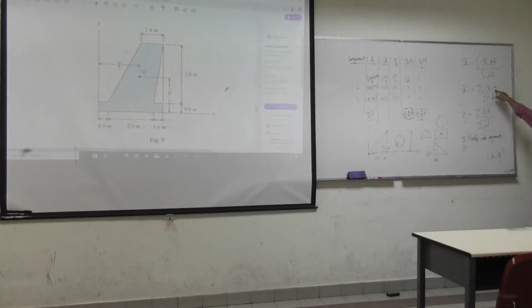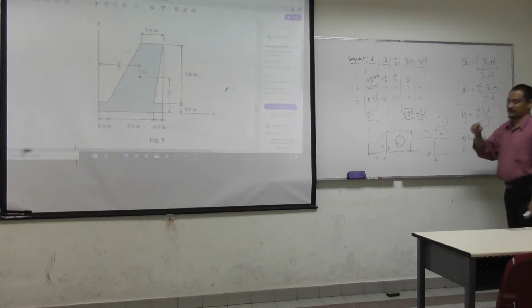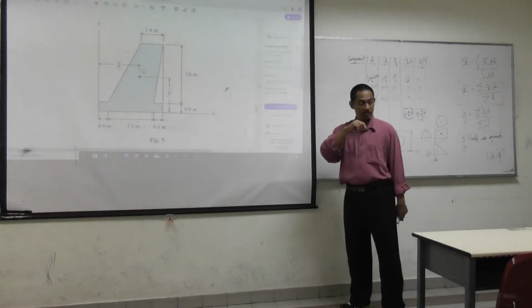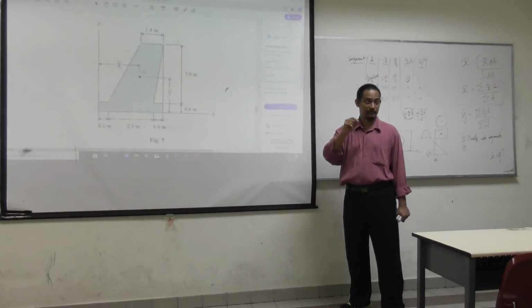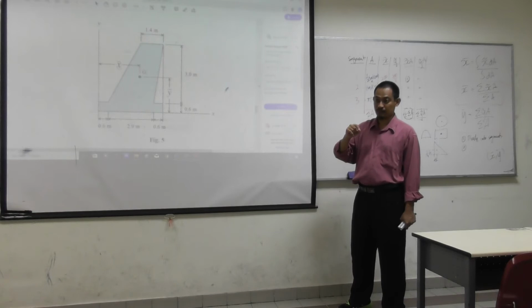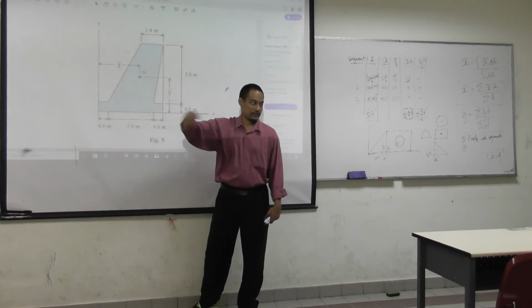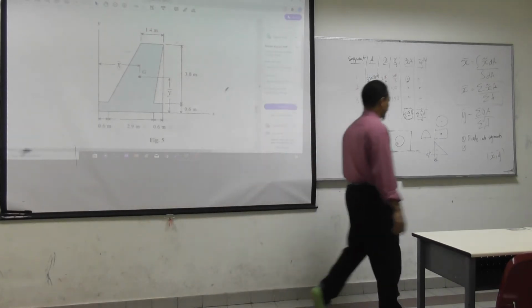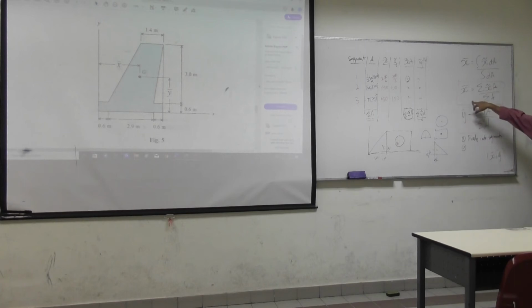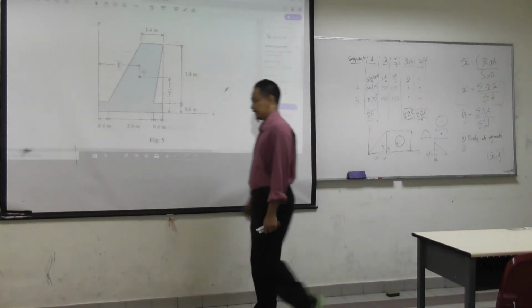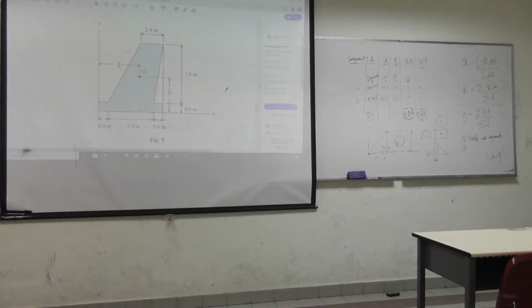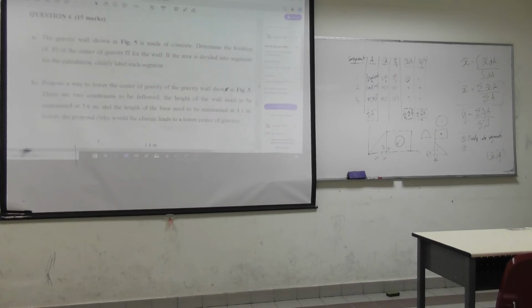Is it W here, or can you use A? Is it the same location or different, the centroid and the center of gravity? Yes, because it is homogeneous. Everything is concrete, so from that understanding you can just calculate the centroid. The answer will be the same as the center of gravity. And I think they don't even give any density.